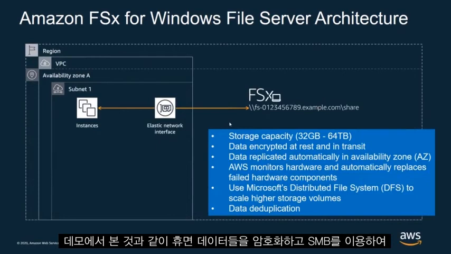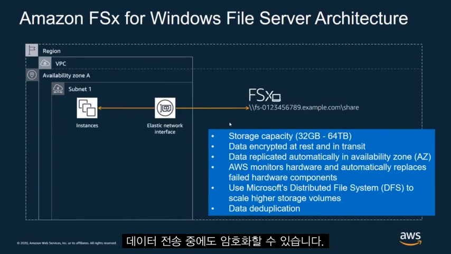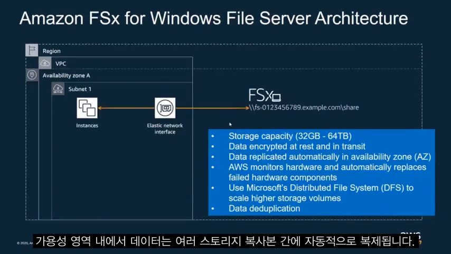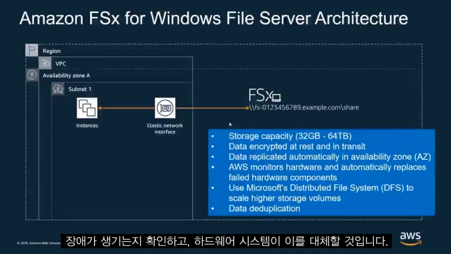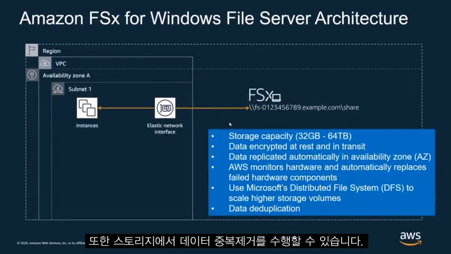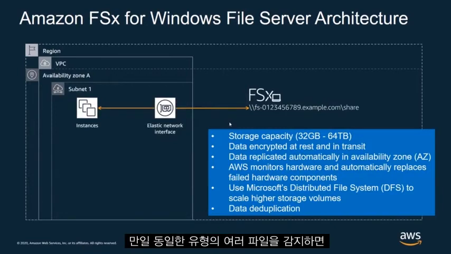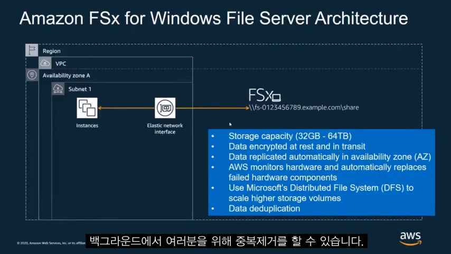Now, as you saw in the demo, we could also encrypt the data at rest, and we can also encrypt it in transit using SMB. Within an availability zone, data is replicated automatically amongst multiple storage copies. And we monitor the hardware and software so that if there's any failure on the hardware system, we'll replace that for you. We also can perform data deduplication upon the storage such that if it detects multiple files of the same type, we can dedupe that for you in the background.